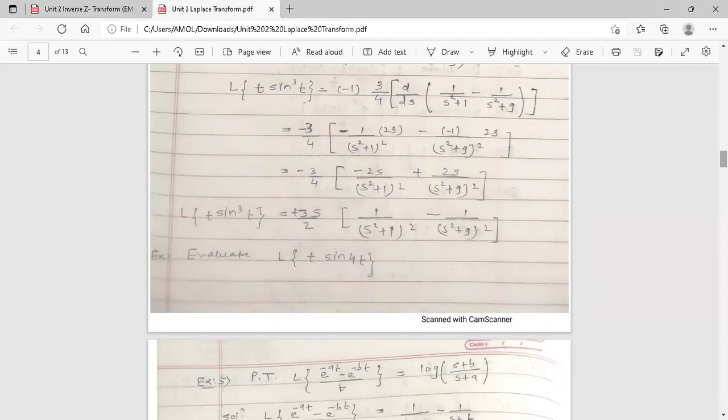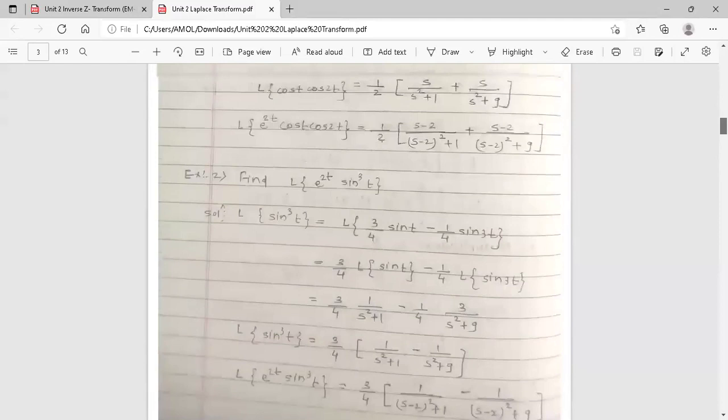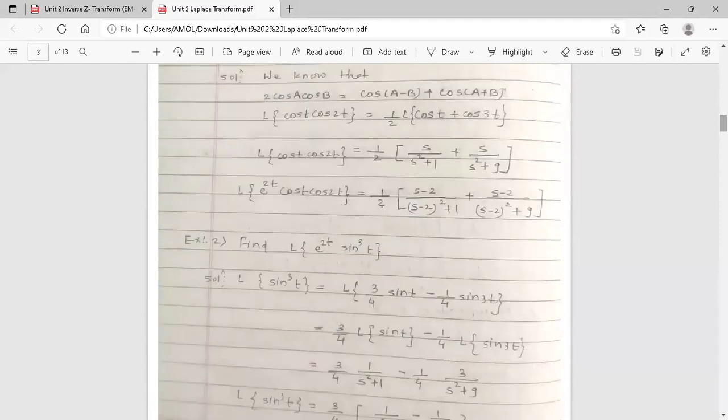So these are some examples of Laplace transform, two examples on Laplace transform properties and Laplace transform of some standard functions.